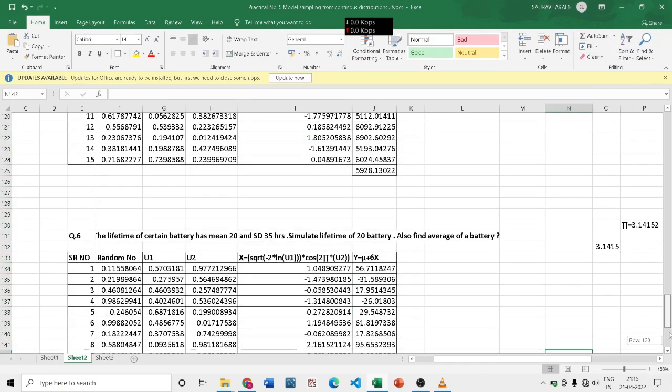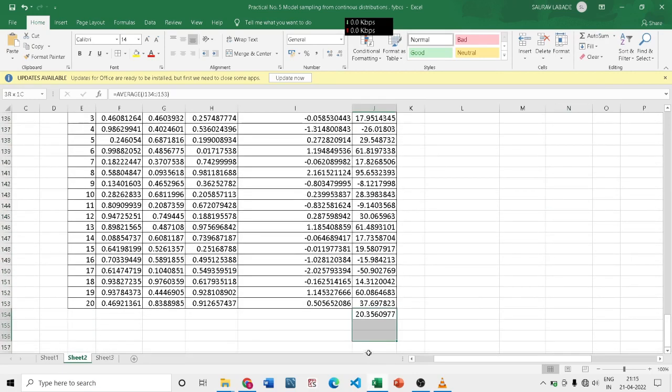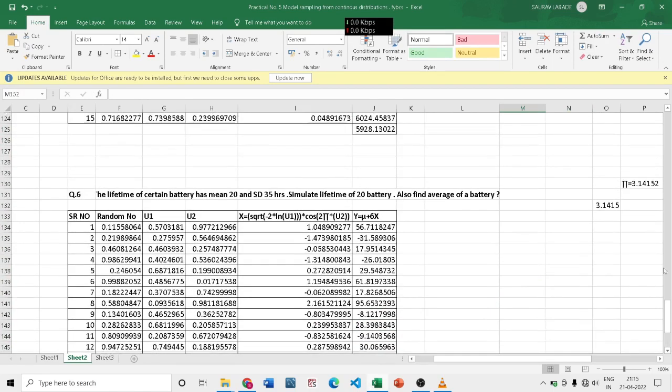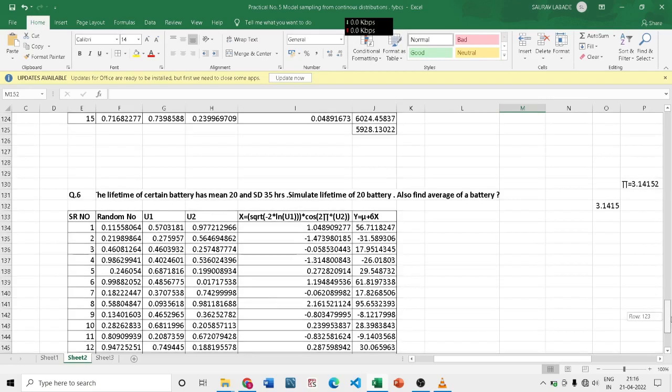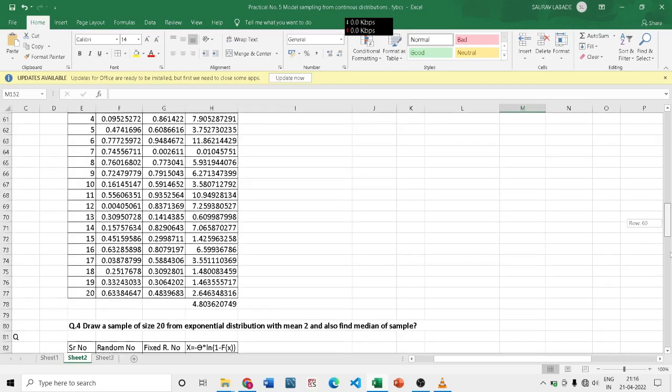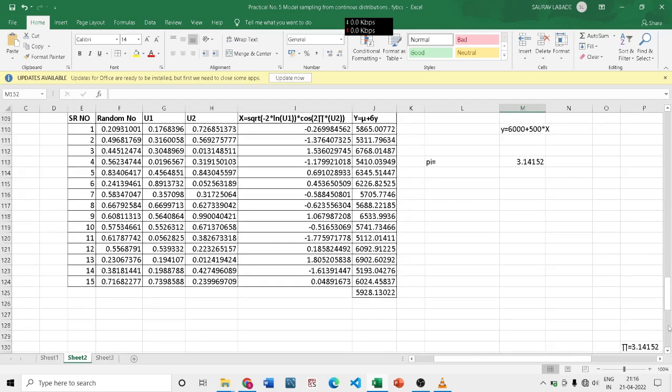Now again, in this case also, you got the mean, which is approximately equal to 20, okay? So this is how you generate the random samples of all these three distributions. We have seen the uniform distribution, the exponential distribution, and the normal distribution, okay?